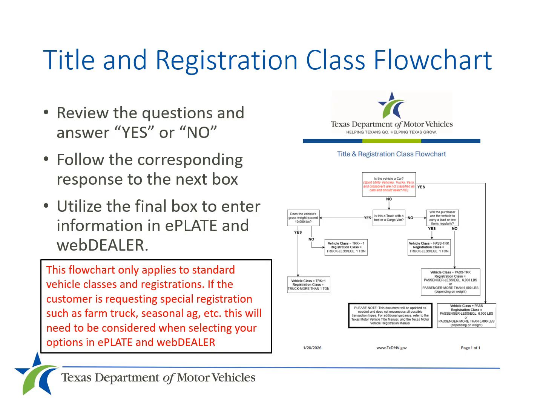Next, let's review the title and registration class flowchart. This resource will help you process basic title and registration transactions simply by answering the questions in the box and following the arrow that pertains to your answer. This flowchart will assist you in ensuring you are selecting the correct vehicle classification and registration class in ePlate and webDEALER to ensure your transactions do not get returned or stuck in the system with an error. Please note that this flowchart is to assist in standard vehicle classifications and registration classes. If a customer is requesting special registration, for example, farm plates, that information will need to be taken into consideration when entering your information into ePlate or webDEALER. Let's proceed.